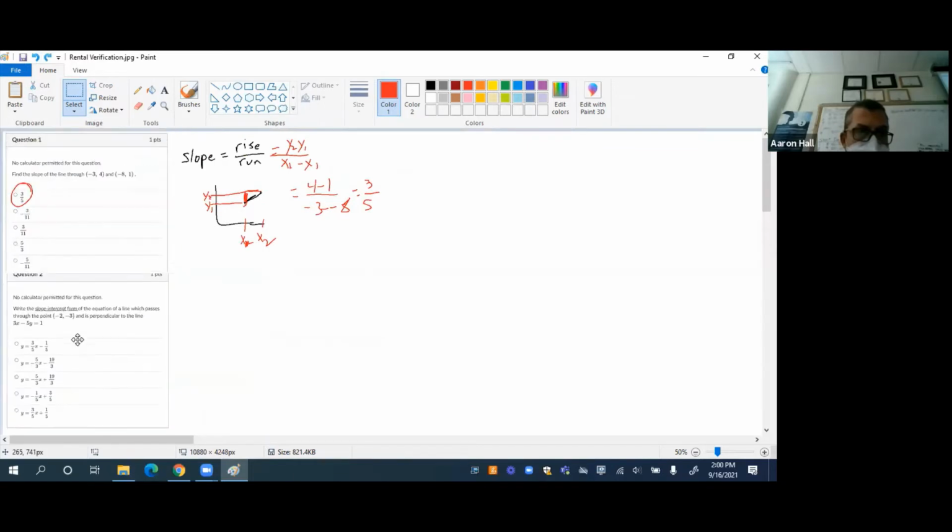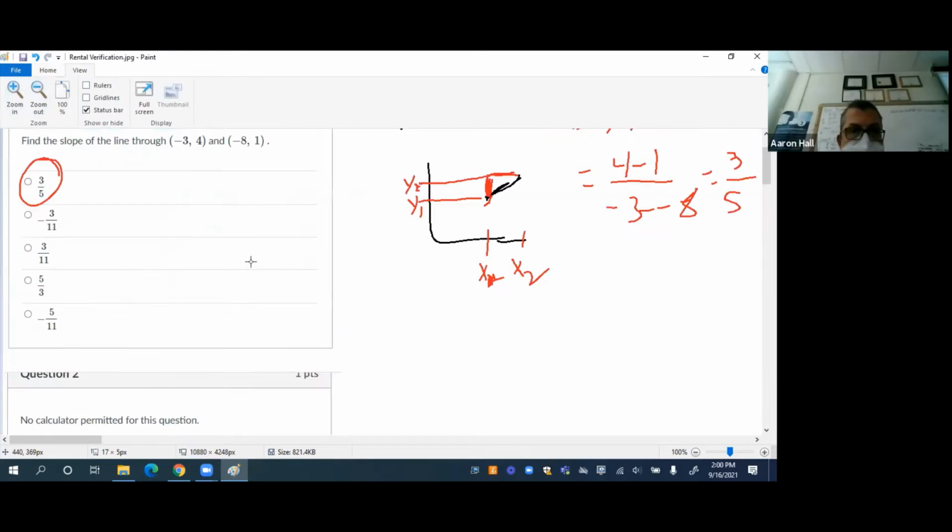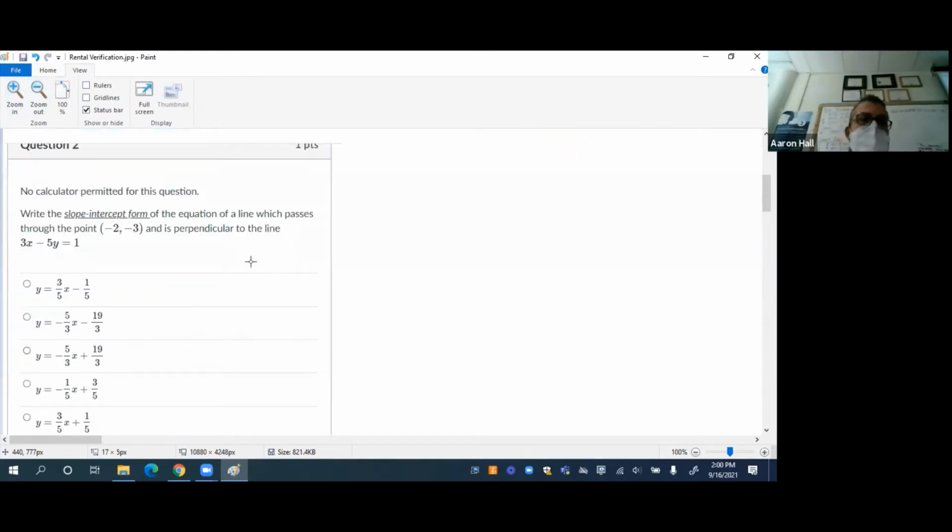Just throw that one in here and zoom in on it. And looking at the question, it says, write the slope intercept form of the equation of the line that passes through point -2 and -3 that is perpendicular to the line 3x minus 5y equals 1. Emerson, how do I do this one?